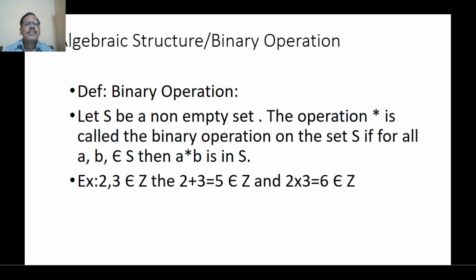So, coming to the definition of binary operation. Let S be a non-empty set. That means it contains at least one element. The operation star is called a binary operation on a set S if for all a, b belonging to S, a star b belongs to S. This is the definition of binary operation.